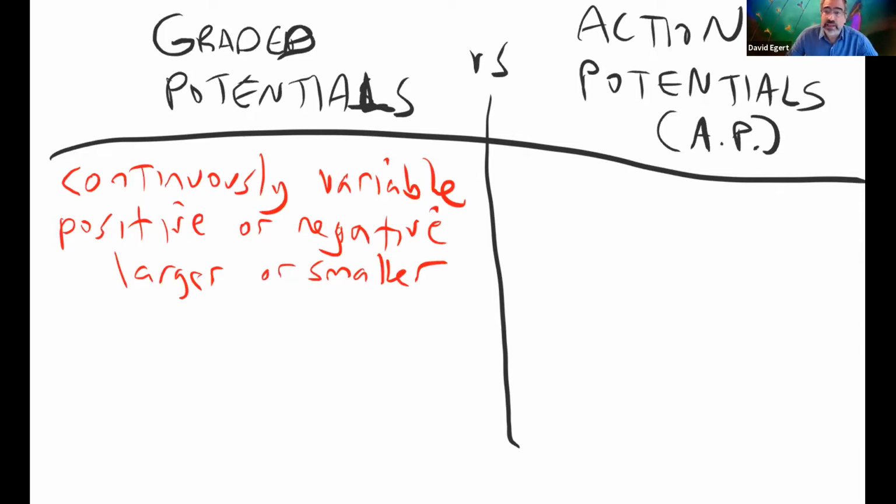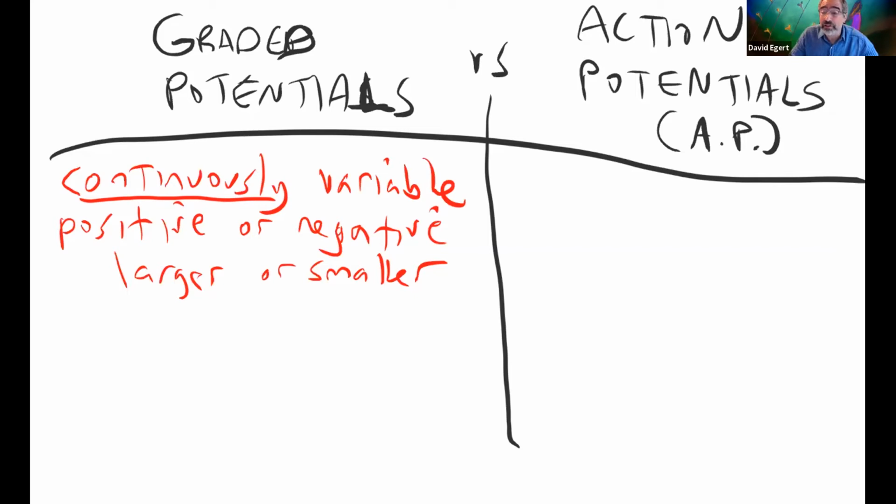A graded potential can be the voltage goes up a bit, or it goes down a bit, or it goes up more, or it goes down more. So when we say continuously variable, that means you have a knob and you can turn it up more and more and more and less and less and less, or down even more and more negative or more and more positive.